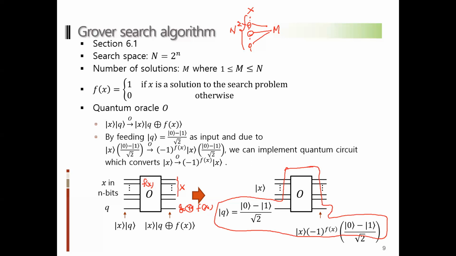And you can think that the entire box has n input qubits, and the output will still be n qubits. But if we provide this x, then we can build some unitary operator which will add an additional phase factor, which can be described as minus 1 to the f of x.